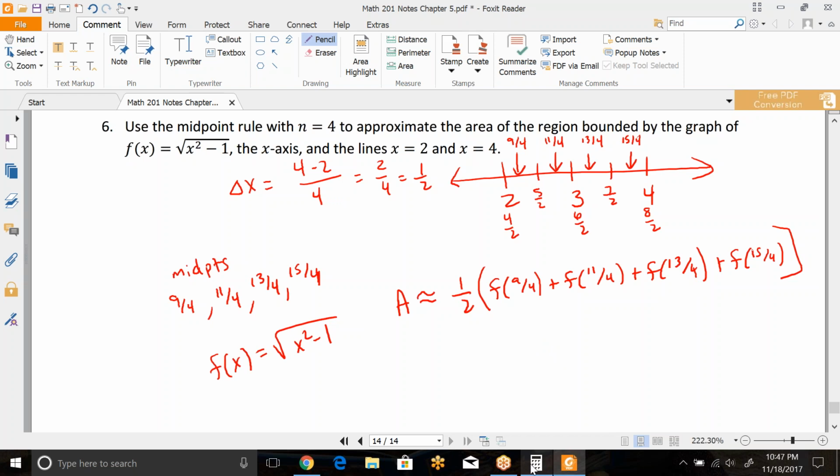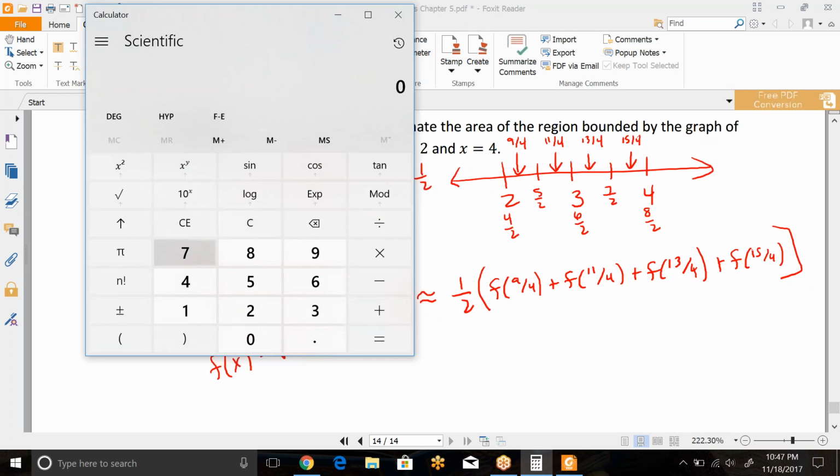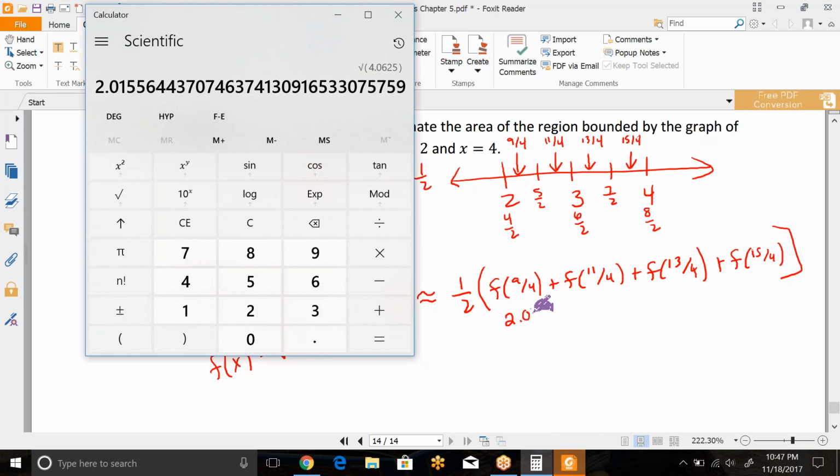Now, if you wanted to, you could do the formula really long and get the common denominator for each part. I'm just going to type it in on my calculator. So 9 divided by 4, then squared, minus 1, then a square root. So this first one is 2.016. Okay. Then we have 11 divided by 4, squared, minus 1, take the square root, 2.562.